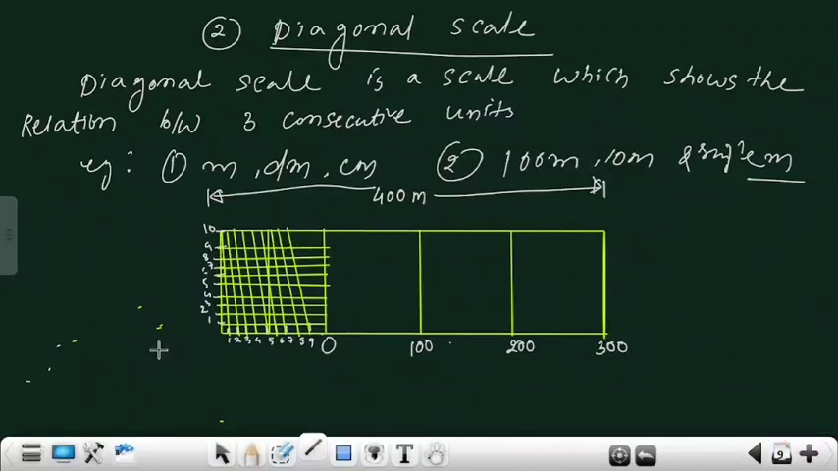Now, how can we read this diagonal scale? Let's read 257 meters. So this is 100, this is 100, that makes 200, and we have to read 57. That means 5 decimeters and 7 meters.